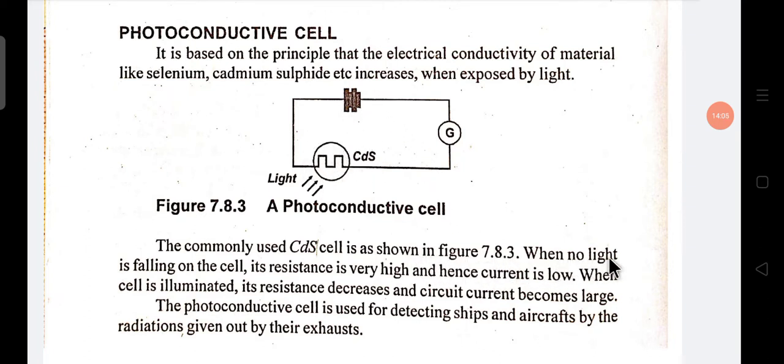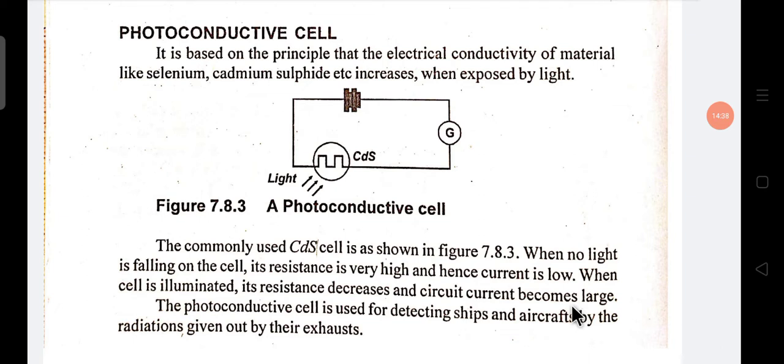Okay, when no light falls on the cell, its resistance is very high and hence the current is low. So whenever no light falls on the cell, the resistance inside the cell is very high, so the current flowing through it is very low. When the cell is illuminated, that means radiation is allowed to fall on the cell, its resistance decreases and the current becomes large.